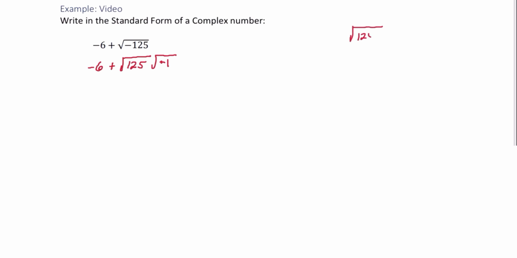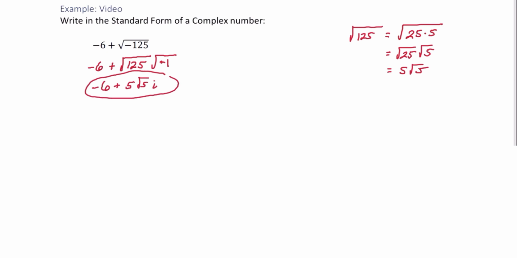The square root of 125 can be written as 25 times 5. And the reason we want to use 25 is it is a perfect square that is a factor of 125. So we can rewrite this as square root of 25 times square root of 5, which is then 5 square root of 5. Going back to our example, we now have -6 plus 5 square root of 5, and then the square root of -1 is i. We now have the simplified complex number.